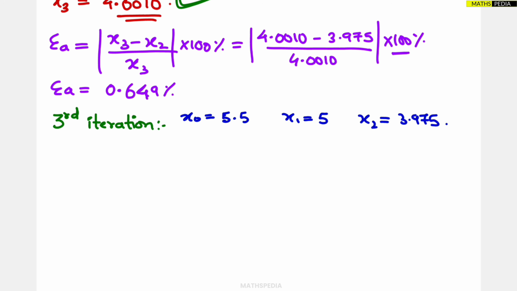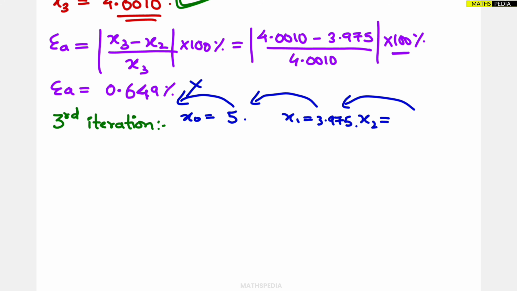As I said, for the third iteration, the x0 value will be gone. In place of x0, x1 will come, that means 5 will come. Next, in place of x1, x2 will come, that is 3.975. Now x2 will be gone, and in place of x2, x3, that new value, 4.0010 will come. Simple. These are the values for the third iteration.